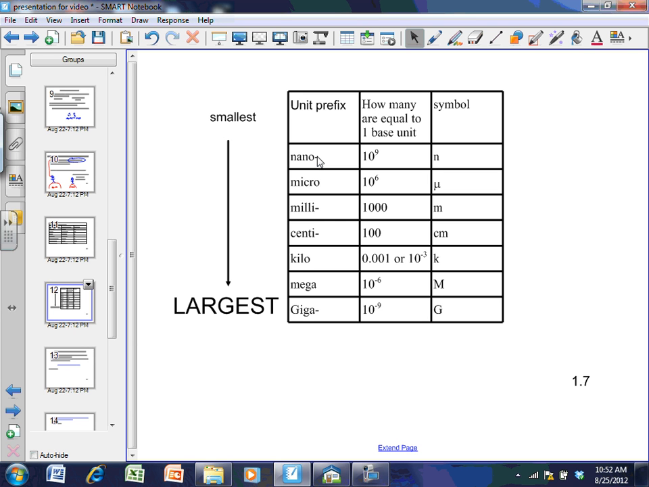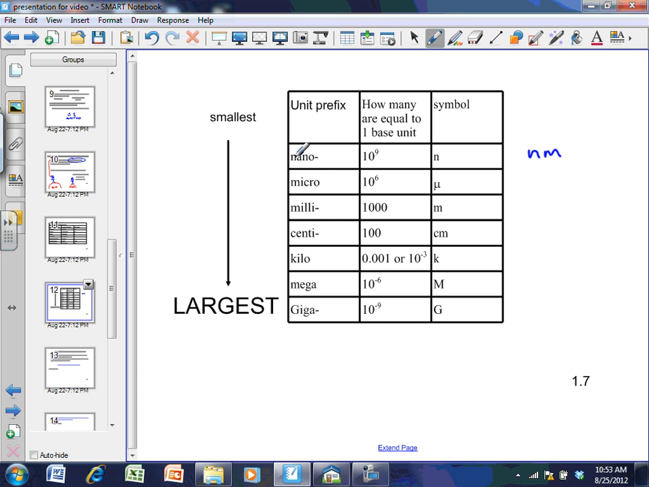So, for example, if I was going to measure something very, very small, like how long a bond is between two atoms, I might use nanometers because that's a really small unit. And there are 10 to the 9, or a billion, nanometers in one meter. So if I have a little n before my unit, like nm, that indicates I'm using nanometers, and I'm probably measuring something pretty small.